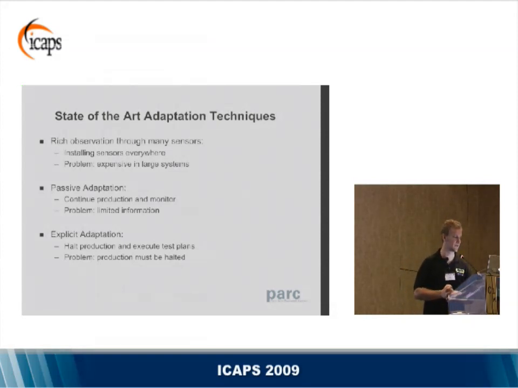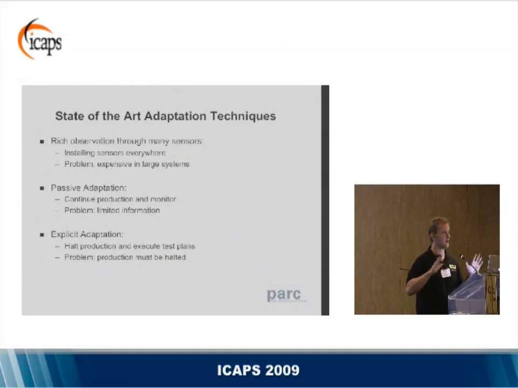The problem with passive adaptation is that since you are not involved in selecting the actions which will give you the most information, you get only very limited information. If you do explicit model adaptation, then in most cases what you have to do is hold the production and come up with a suite of test plans, for instance, which you constructed beforehand, run them all through, adjust the system, and then rerun all your production plans.